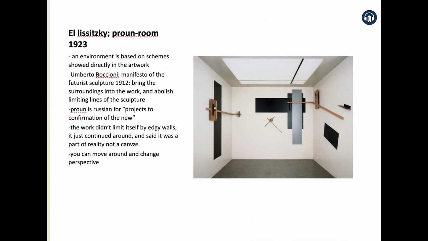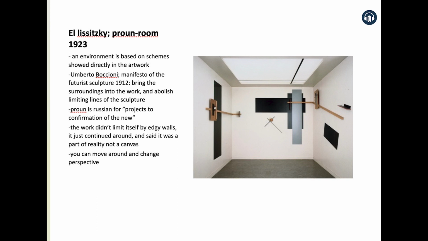And here we have El Lissitzky's Proun Room from 1923, an innovator of installation art and environments. An environment is based on schemes shown directly in the artwork. Umberto Boccioni, Manifesto of Futurist Sculpture from 1912, put the surroundings into the work and abolished the limiting lines of the sculpture. Proun is Russian for projects to confirmation of the new, and the work didn't limit itself by edges or walls.